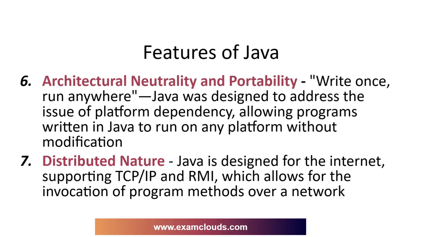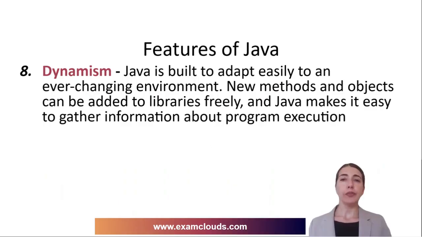Distributed nature. Java was created for the Internet. It supports protocols like TCP/IP and RMI, allowing programs to invoke methods over a network. Dynamism. Java was designed to easily adapt to an ever-changing environment. You can freely add new methods and objects to its libraries. Java allows you to easily obtain information about a program's execution.